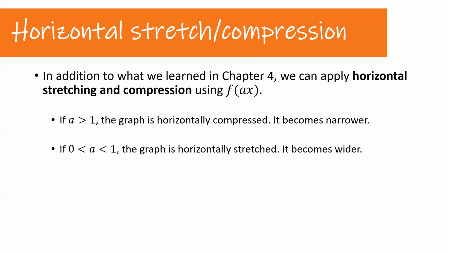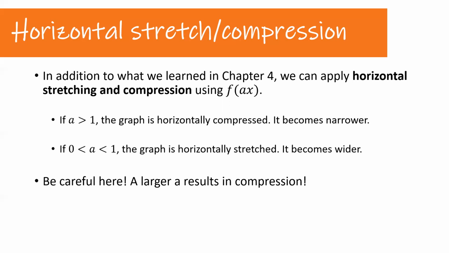Now be careful here, because a bigger a means that you're compressing more, and a smaller a means that you're stretching. So it kind of goes against that intuition, right? With vertical, if it was big, then it stretched, and if it was small, it compressed. But here we're kind of going opposite. And you can think about this in terms of that vertical stretch and compression. If you have a horizontal compression, it's narrower. So it's going to be similar to a vertical stretch. Again, be careful here. A large a is a bigger compression. A smaller a between 0 and 1 is going to be a more stretched out graph.